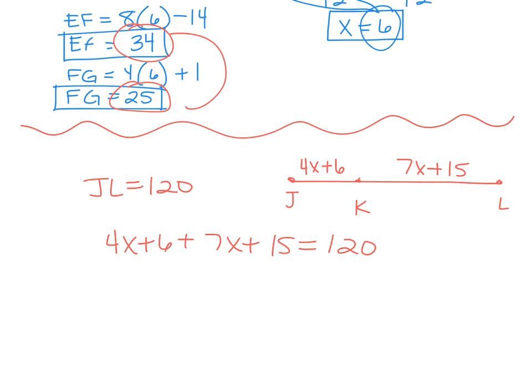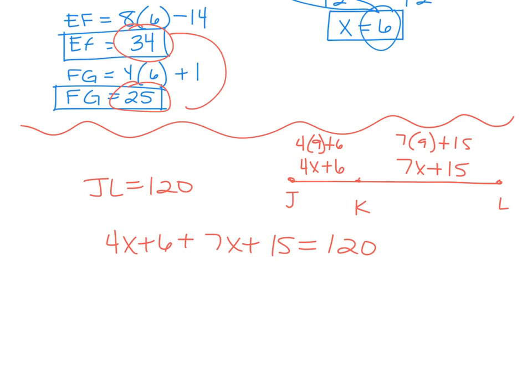Once you know what x is, did anyone solve for x? What was it? 9? Okay, so if you got 9 for x, then it's 4 times 9 plus 6 up here, 7 times 9 plus 15 up here, and that would give you the lengths of JK and KL. Okay? Any questions on that? I'm not going to finish that right now just because we did one of them already, but if you have questions, ask me later. I will walk you through.